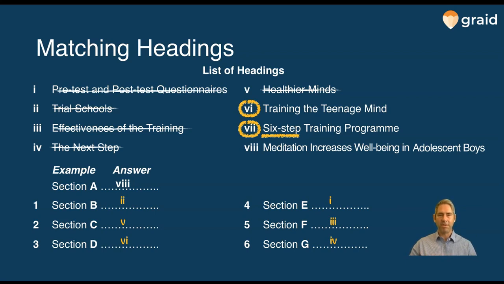Often you're going to get what's known as a red herring, where one term or one word such as 6 might throw you off. And remember, it wasn't about a 6-step training program. So the best heading is actually number 6, training the teenage mind.